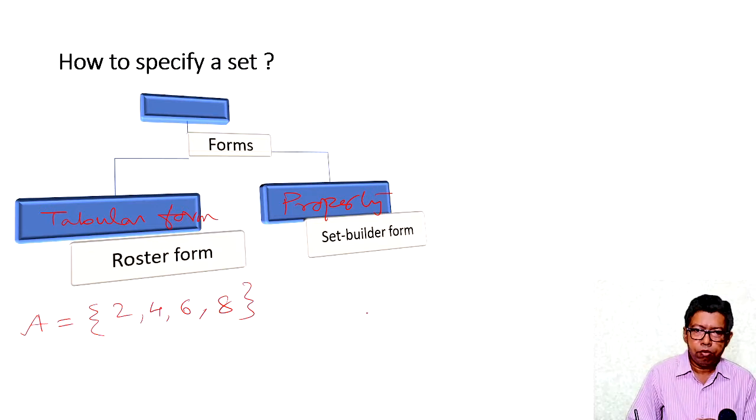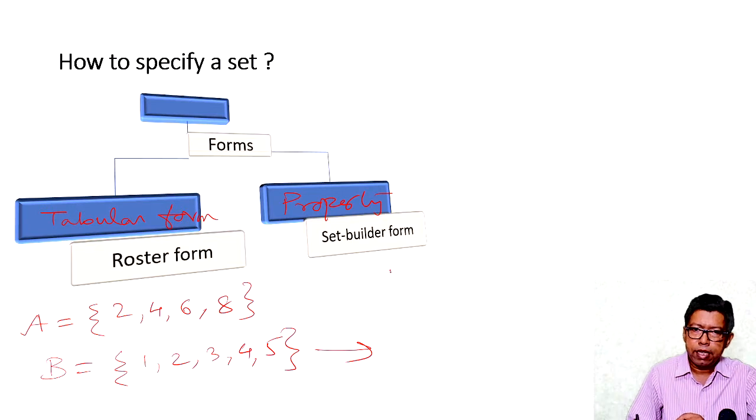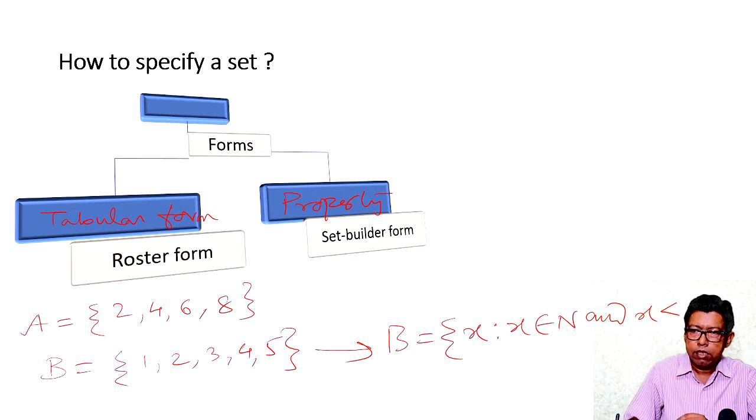But if you want to write in set builder form, how to write? You have to write in set property form. Suppose I want to write a few elements, say B, which contains the elements 1, 2, 3, 4, 5. Now if you want to write it in set builder form, then you write it this way: B is equal to {X : X is an element of B}. This is the representative of the set B, such that X belongs to the set of natural numbers and X is less than 6. X such that X belongs to N and X is less than 6.